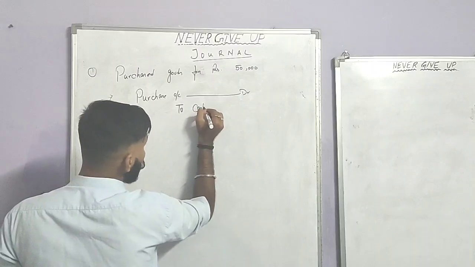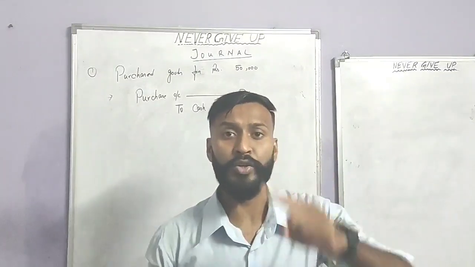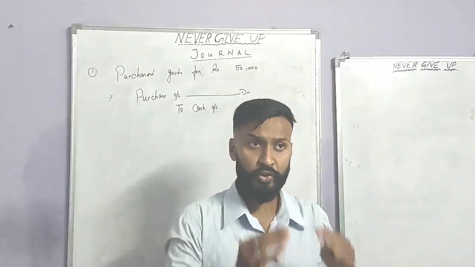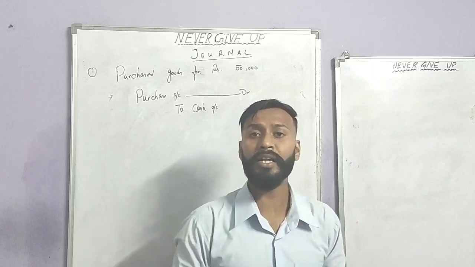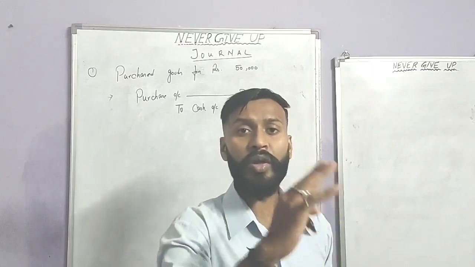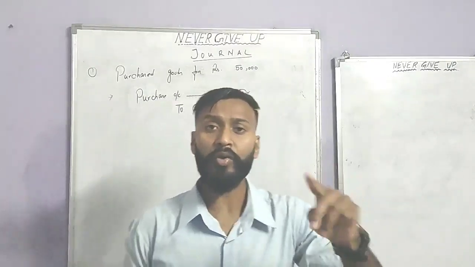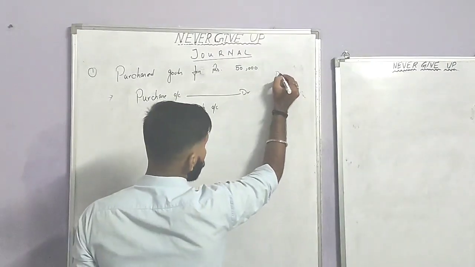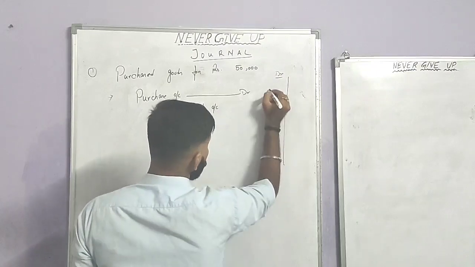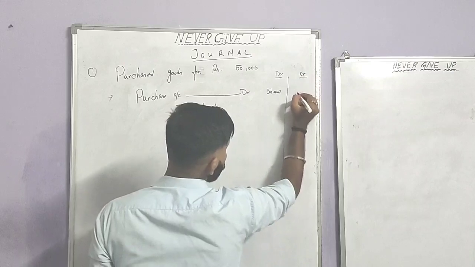cash account. Cash is going out from the business. If you purchase something, that means you will give the cash. Cash is an asset, it will come under real account. That is why, if cash is going out, then it is credited. So to cash account. How much? In the debit column, it is 50,000. In the credit column, it is 50,000.